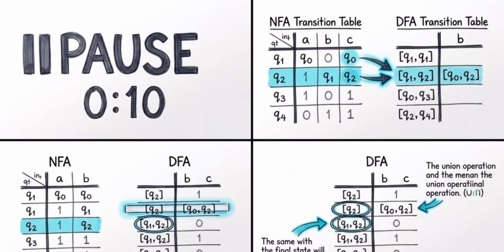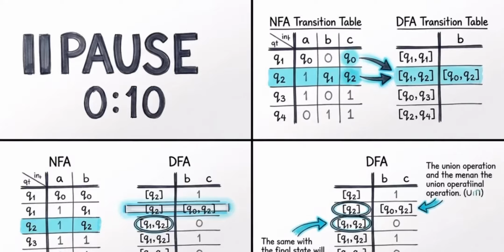Now look at the NFA table on the left. What is the transition for the composite state Q1, Q2 when given the input B? Pause the video and calculate the union. If you took the transitions for Q1 on input B and unioned them with Q2 on input B, you get the correct destination state. With the table populated, we need to assign our accepting states.